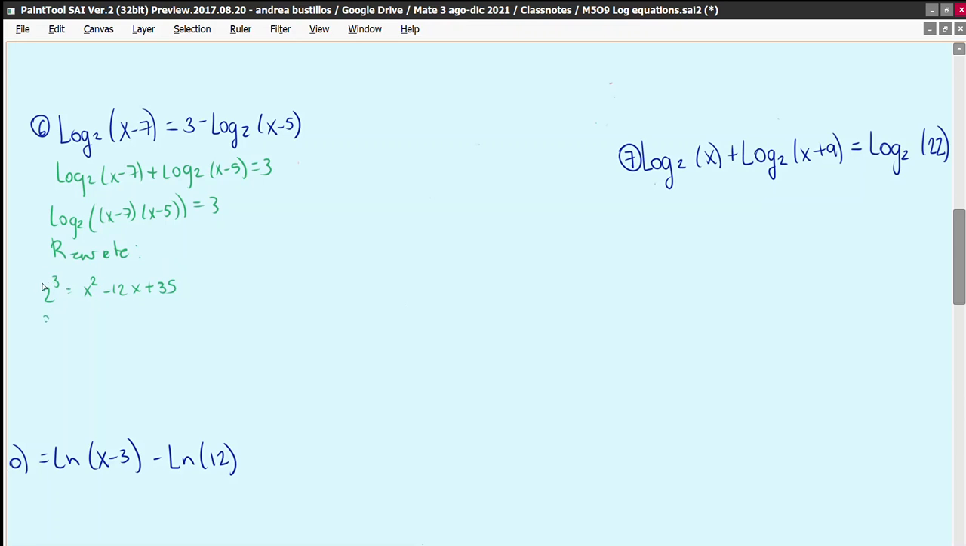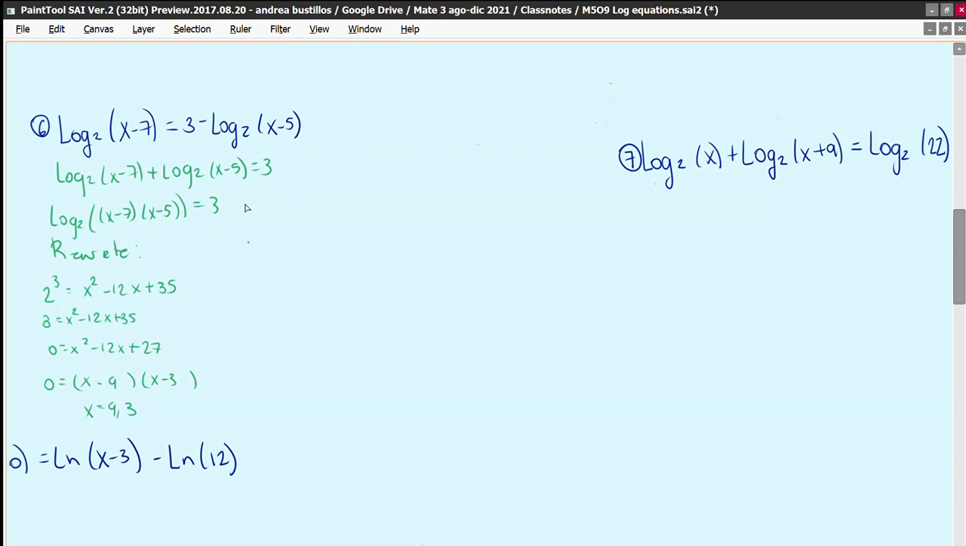Now remember, this is a quadratic expression, so I have to equate it to 0. This is 8. So if I pass this 8 to the other side, this is 0 equals x squared minus 12x plus 27. Now, to find the solutions of these equations, just factorize it. So two numbers that multiply give you 27 and added give you 12. This is minus 9 and minus 3. So my possible solutions are 9 and 3.